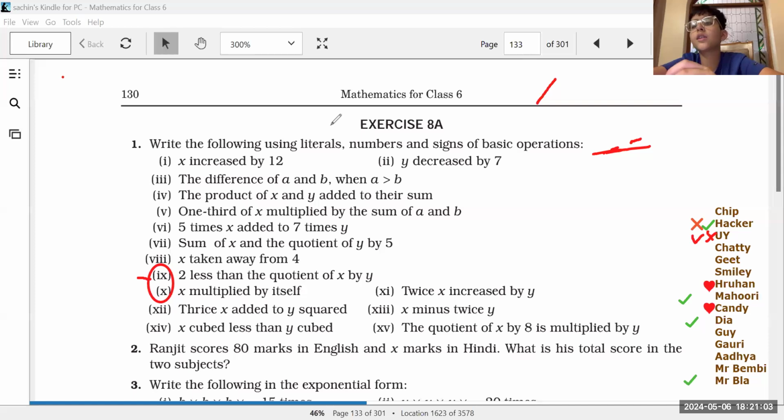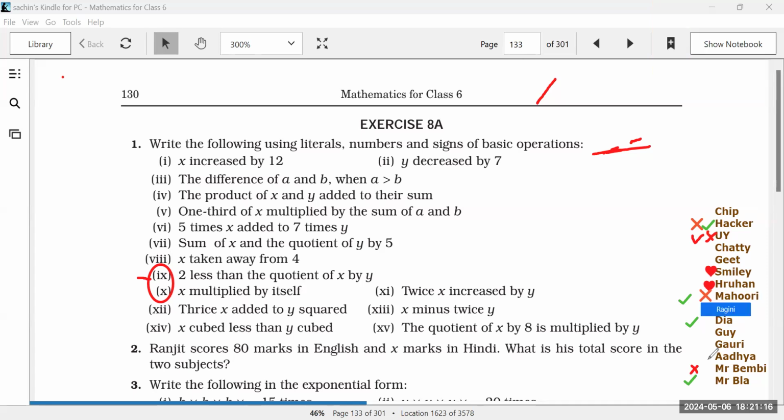Sir, I do not understand. I will explain. Adhya, keep your camera on. Yes, sir. Sir, my camera's not working. I'll try to fix it. Give me 5 minutes. I'll try.